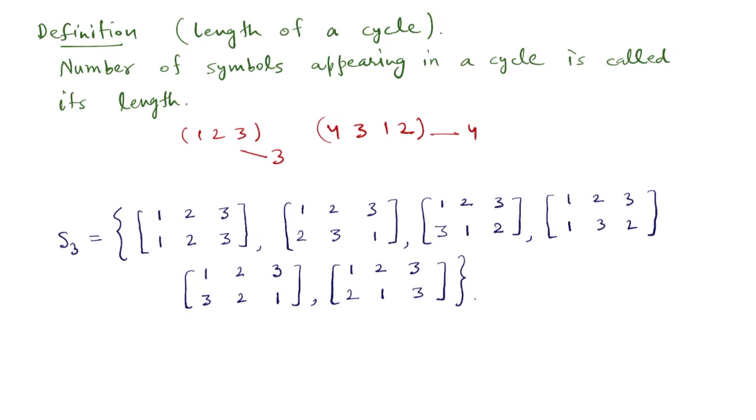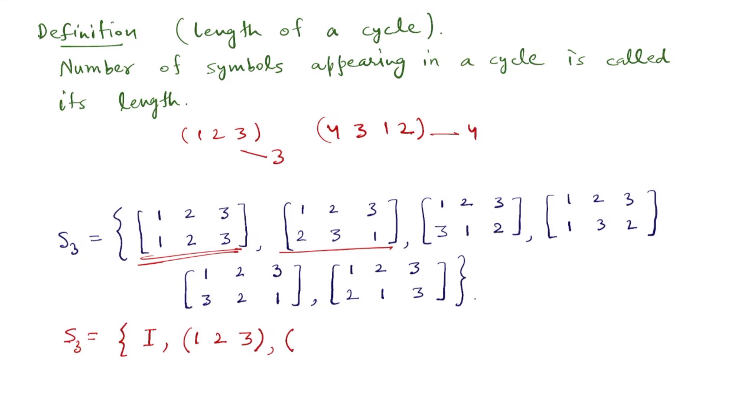Consider this group S3, the symmetric group of degree 3 on 3 symbols. It has 6 permutations. If we write this in cycle notation form, then the first one is identity, every element goes to itself. The second element, 1 goes to 2, 2 goes to 3 and 3 goes to 1. So it's a cycle of length 3.